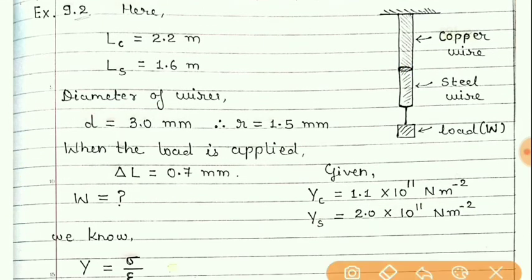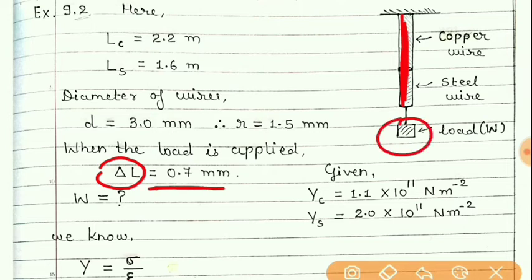Students, here the total change in the length of this combined wire is given. When this load is suspended, the change in the length is 0.7 mm. So this is the total increase in the length. And here we want to find how much load is suspended, meaning what is the weight of this load.